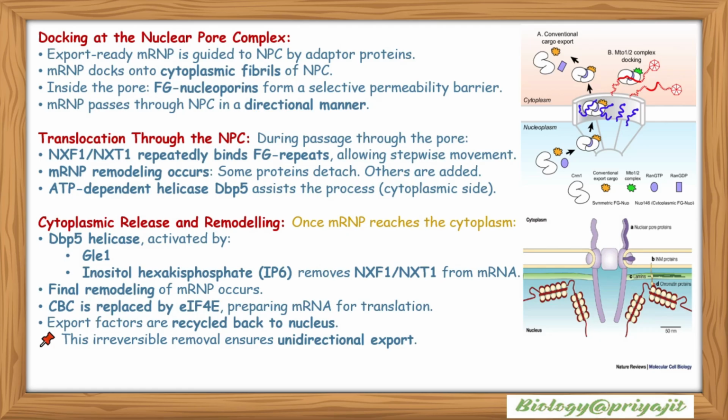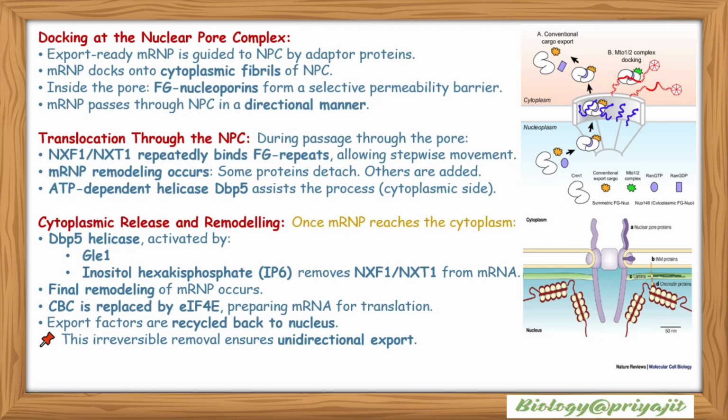F is an amino acid and G is an amino acid. This is your task: identify the one letter code of the amino acids, so you must identify which amino acid F indicates and which amino acid G indicates. So FG repeats means repeats of those two amino acids. And mRNA remodeling occurs: some proteins detach and others are attached. The ATP dependent helicase DBP5 assists the process, and it is present on the cytoplasmic side.